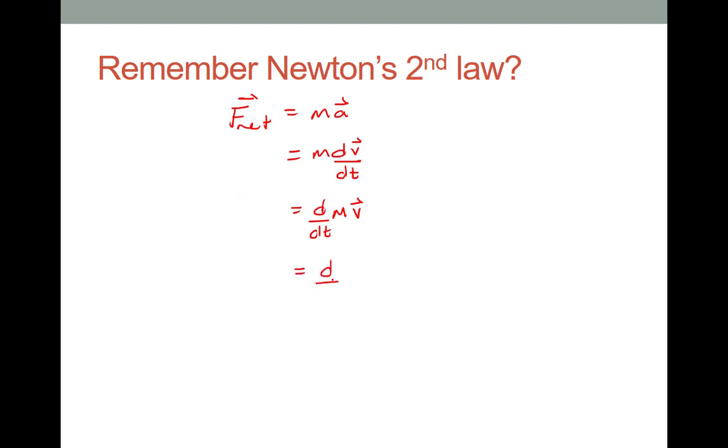And now I'm going to make a definition that the quantity mv is given by the letter p. And what is that letter p? P is the momentum. As you can see, it is a vector. Okay, momentum is a vector.